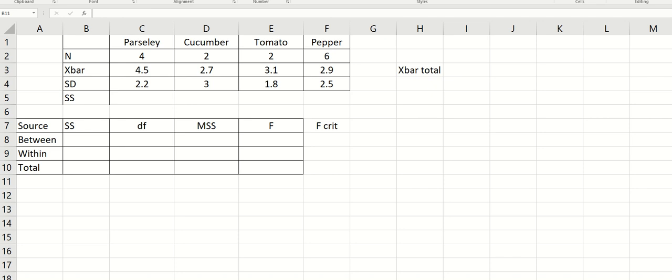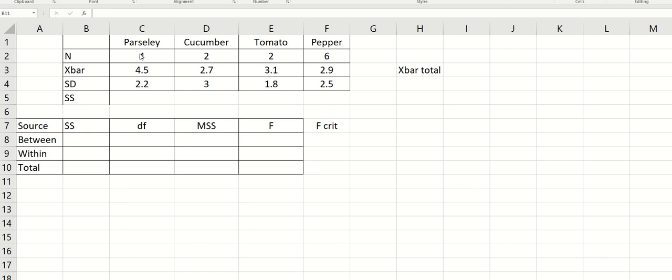This is an application on how to use ANOVA for independent groups, and you have this on Blackboard. We have four types of produce: parsley, cucumbers, tomato, and pepper. We're looking at the count of, I think it was a microorganism, to see if the count of microorganism is different depending upon the type of produce we have. This time you just have the number of parsley.